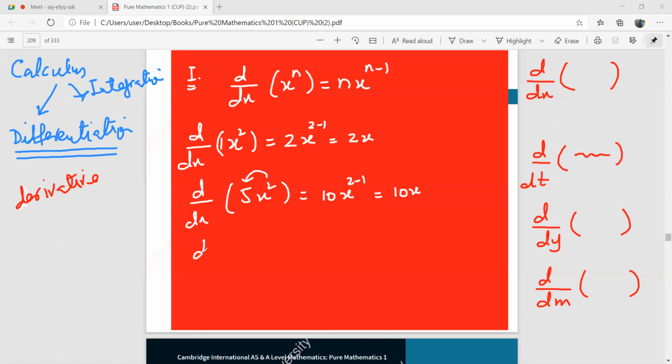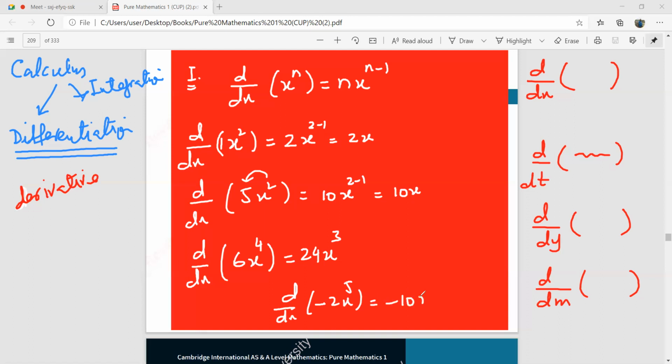Suppose you want to differentiate 6x raised to power 4. The derivative of 6x raised to power 4 is going to be 24x cubed. Suppose you want to differentiate minus 2x raised to power 5. So this will be minus 10x raised to power 4.